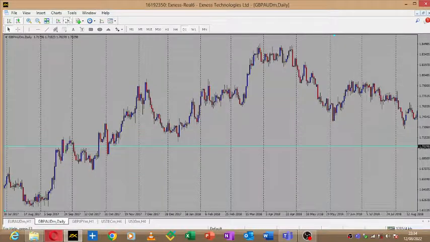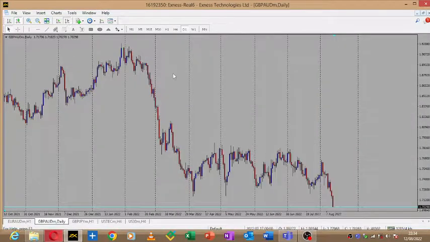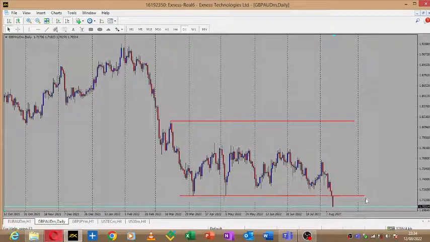I'm just gonna start on the daily real quick, because just check out the previous GBP AUD video that I did. We were bearish within here, as you can see, bearish within here and bearish within here. We just broke structures to the downside.